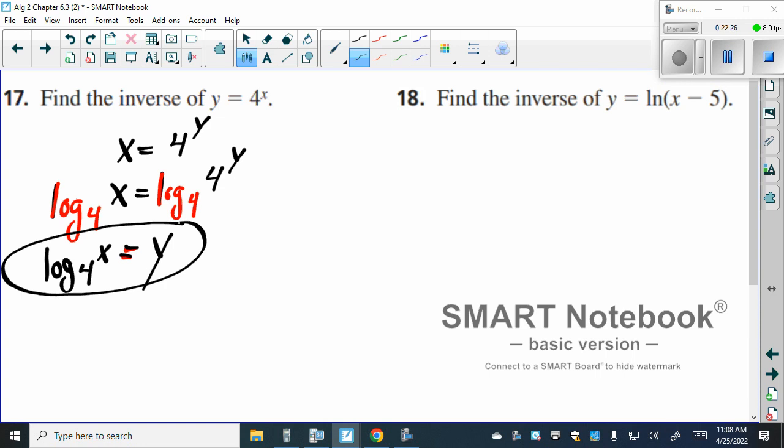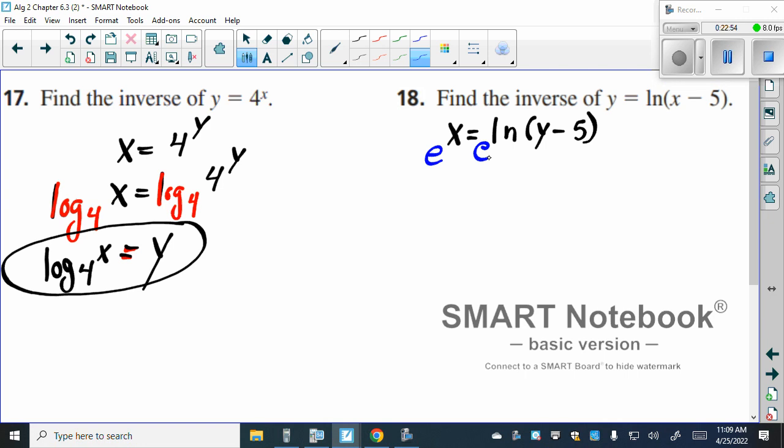Let's look at the last one, number 18. y equals the natural log of x minus 5. So if we switch our x and y, we'll say x is equal to the natural log of y minus 5. Then what can we do next? We can flip x and y. Yes? And then e.